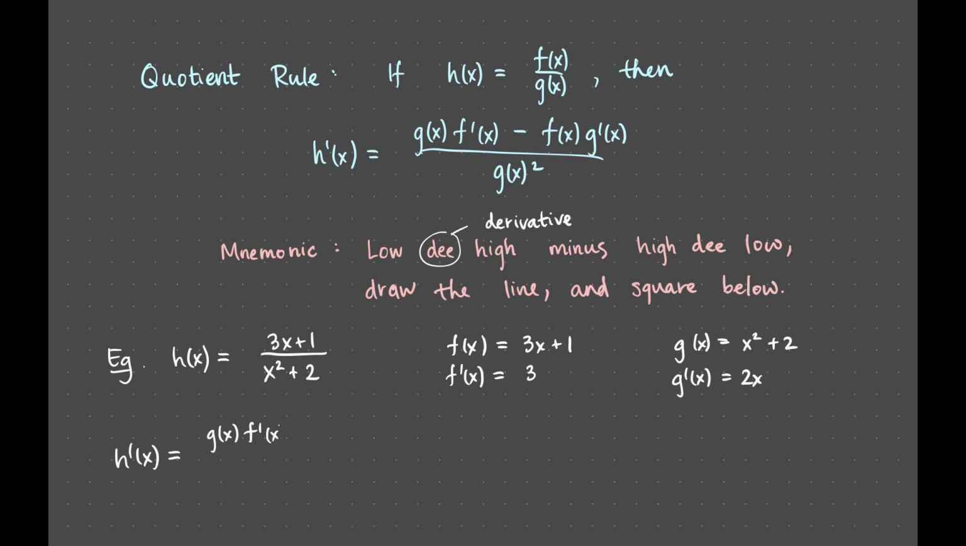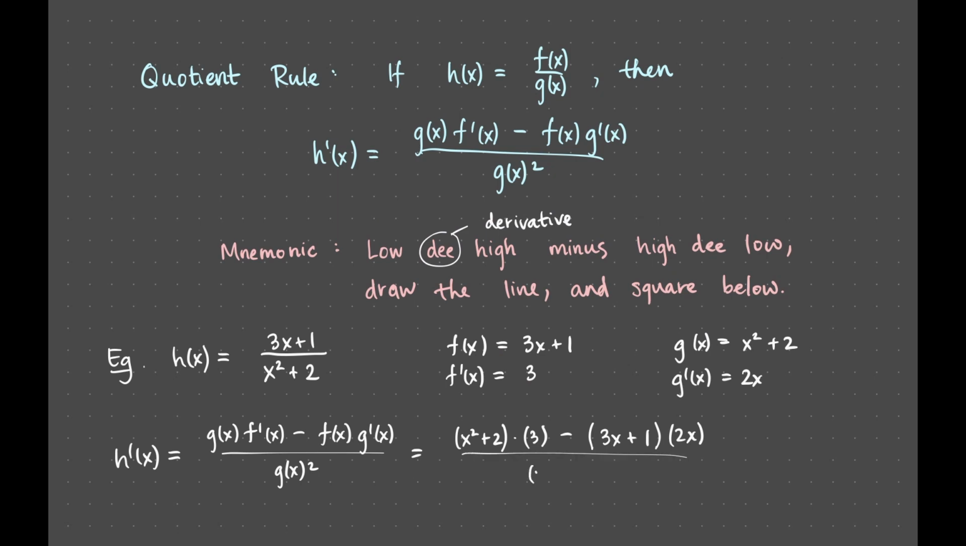Applying the quotient rule, then, we find that the derivative of h is equal to low d high, where low is x squared plus 2 and d high is 3, minus high d low, where high is 3x plus 1 and d low is 2x. Draw the line and square below. Of course, we could expand the numerator to put the fraction in another form, even though it's not entirely necessary to do so.